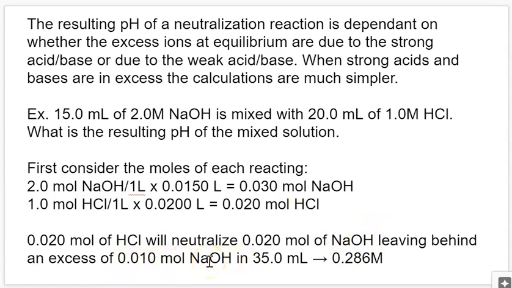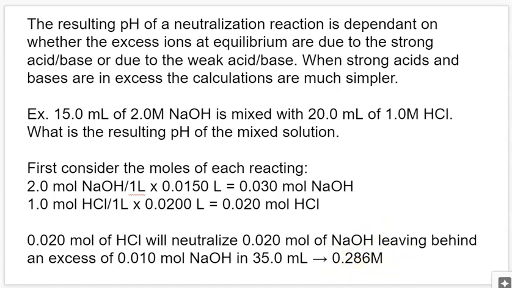And since we mixed two solutions together, we need to consider the final volume, which in this case is going to be 35 milliliters, because we combined 15 milliliters plus 20 milliliters. So then I can calculate the concentration by dividing 0.01 by 0.035 liters, and I end up with a final concentration of hydroxide of 0.286 molar.